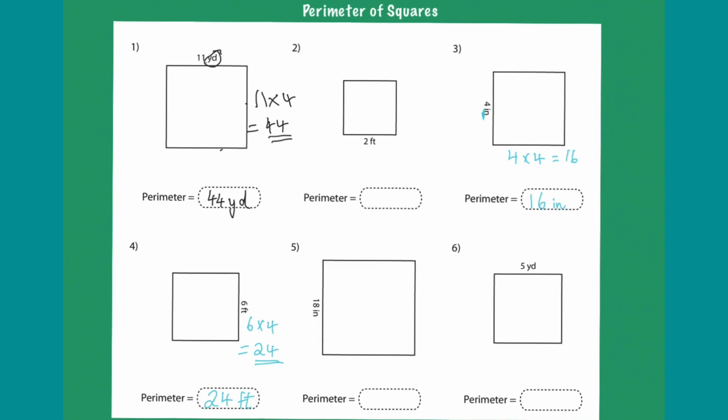How easy is that? Now I'm giving you time to do one by yourself. Find the perimeter of this square. Each side is 5 yards. How would you do it? Your 10 seconds start now.